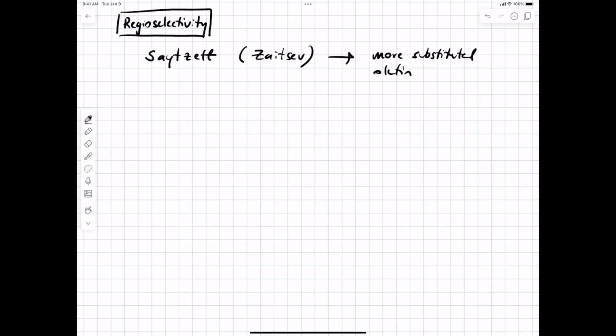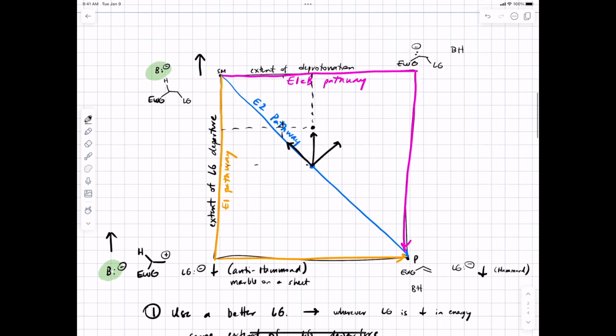And generally that dominates in E1 and E2 reactions. For E1CB reactions, the regioselectivity is entirely dominated by that electron withdrawing group, so the issue of substitution really doesn't come up. Your most acidic proton is the one that gets removed, and that's defined by where the electron withdrawing group is.